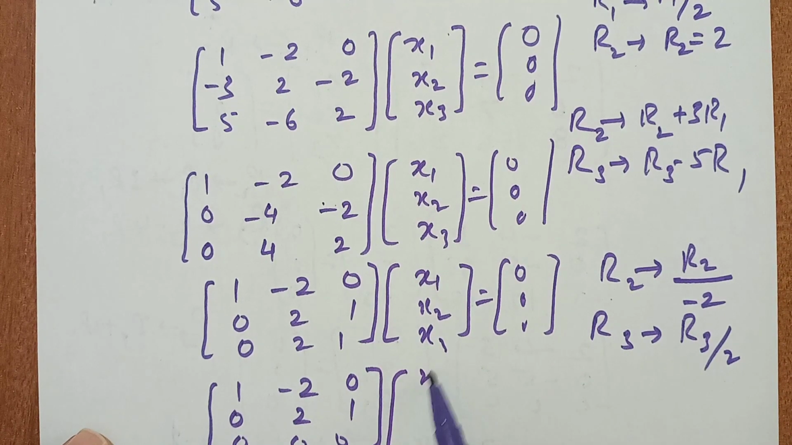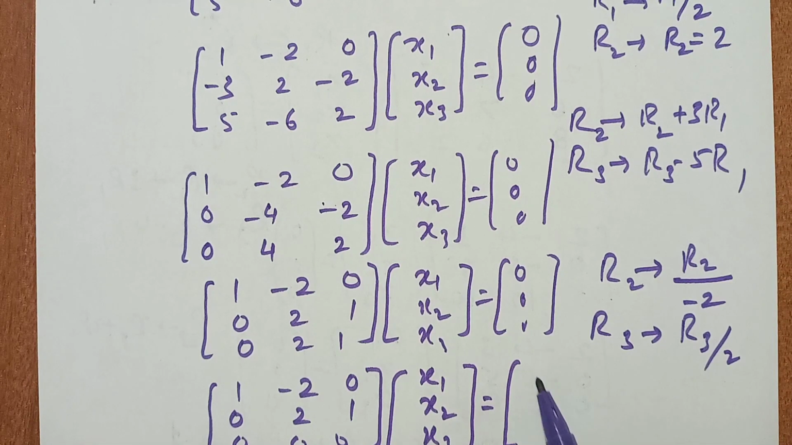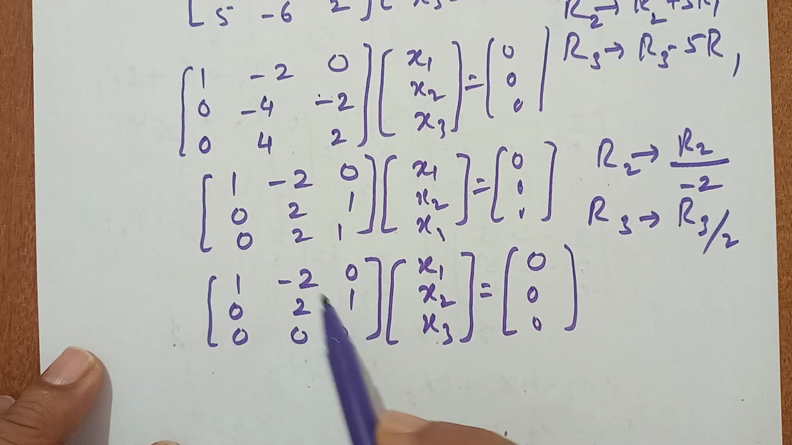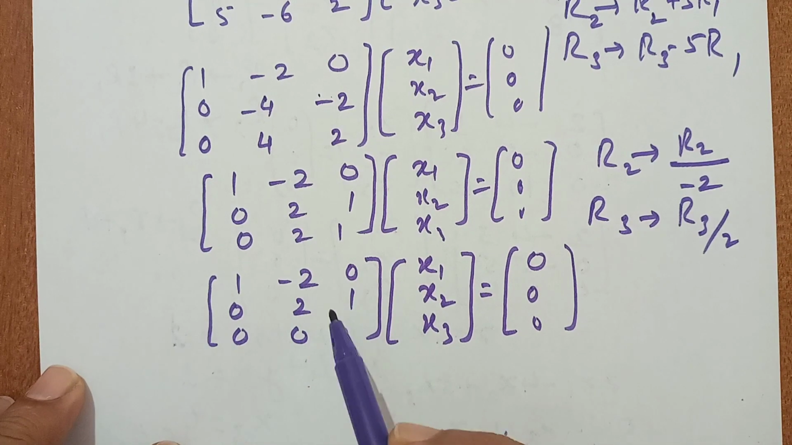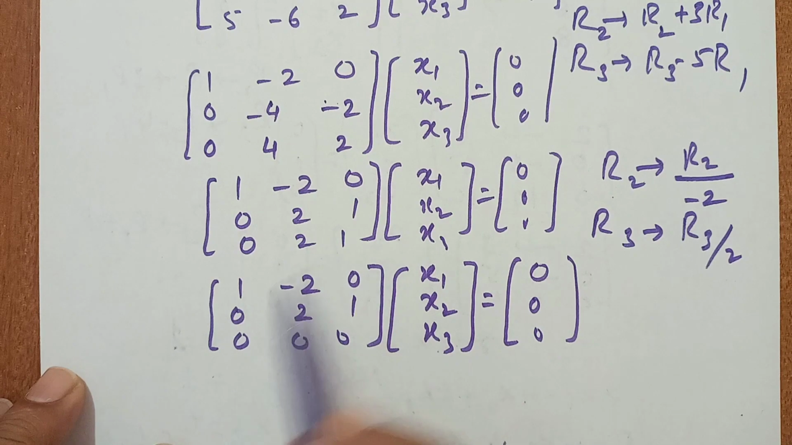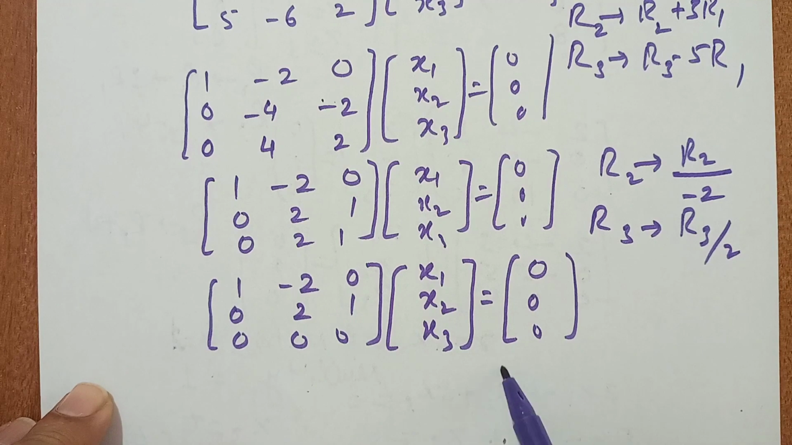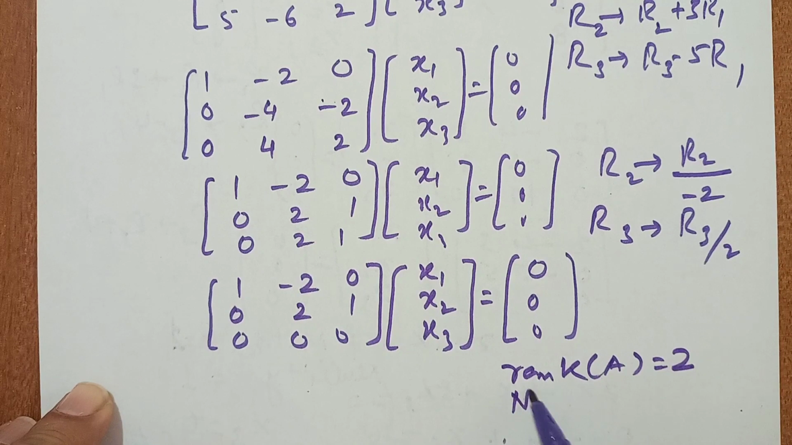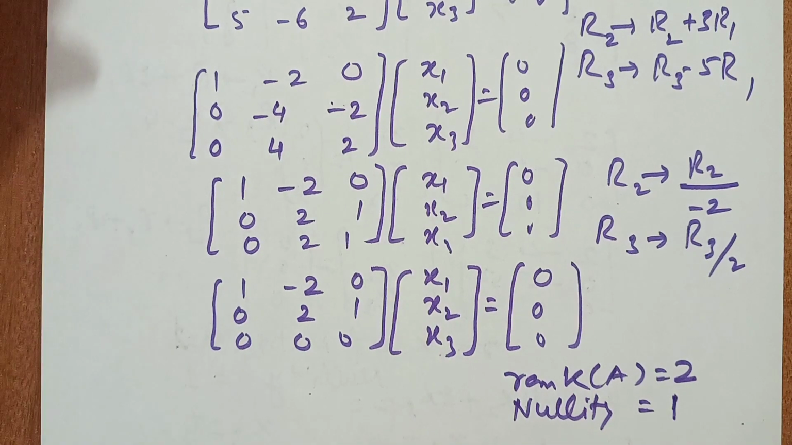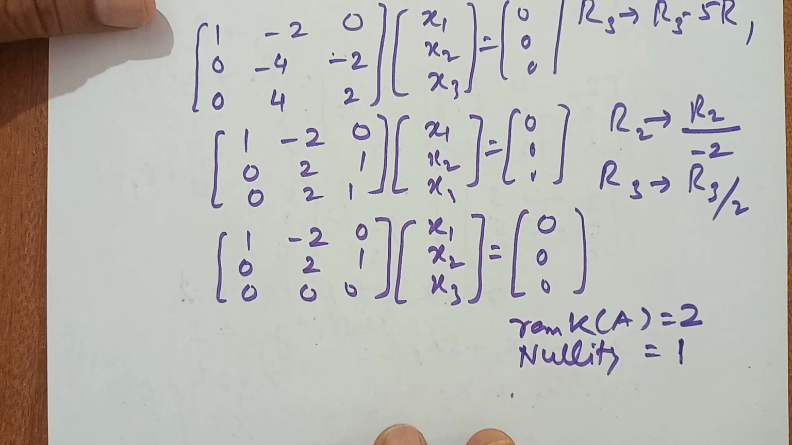So here it is very easy. Rank means the number of non-zero rows, the maximum being 2, because this is a 3 by 3 matrix with only one zero row. So the rank of the matrix is 2 and the nullity is 1. Meaning we take one free variable, x3 equal to t.